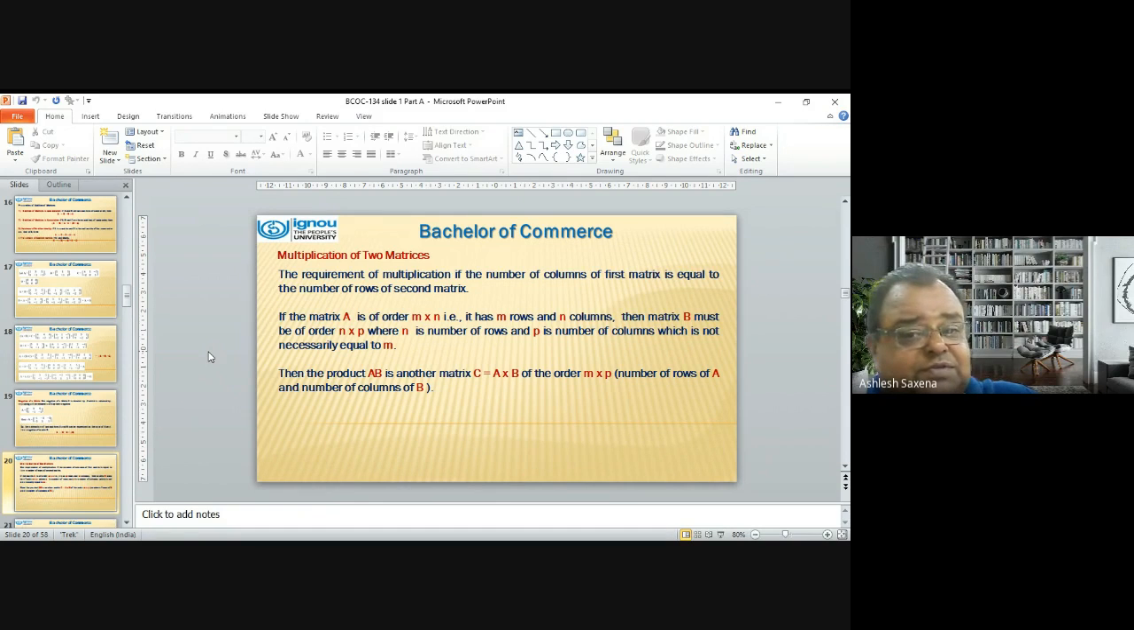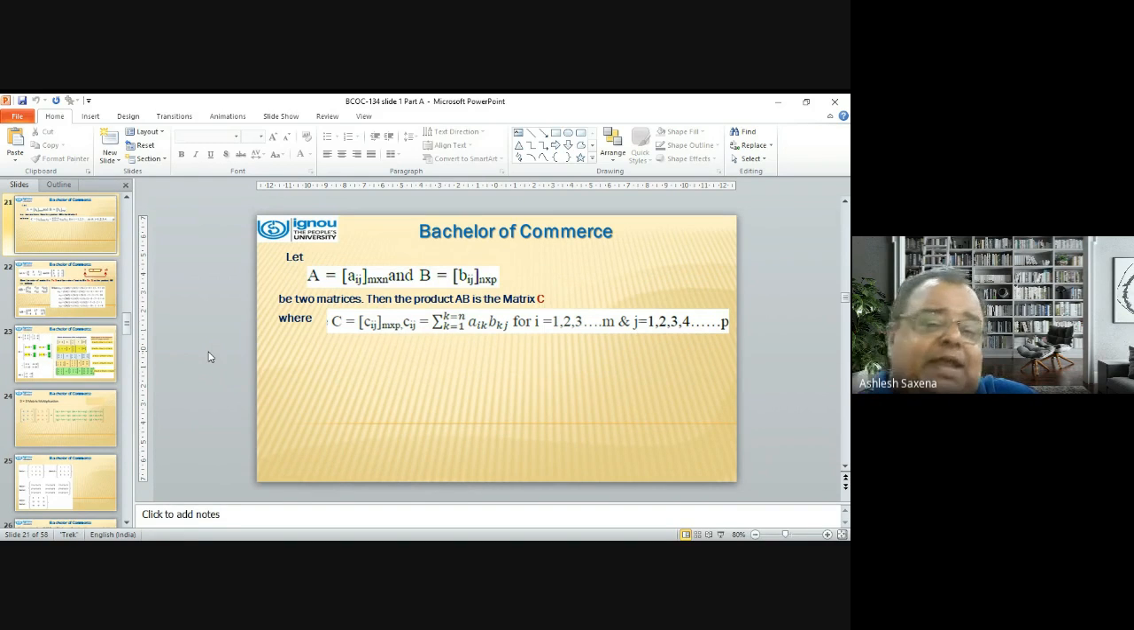Number of rows of the first and number of columns of the second one. M cross b. Now we will see mathematically how this is denoted. We are denoting Aij for elements of matrix A, and for matrix B we are representing it by Bij. When we are multiplying, we are going to get Cij. Correct. Now, how is this multiplication performed?